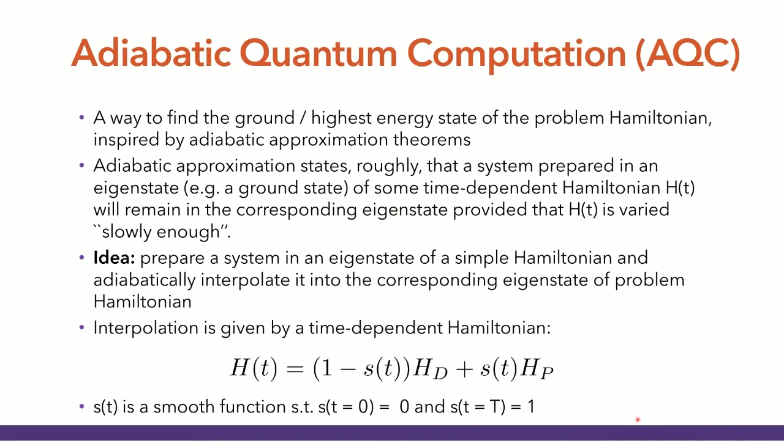So if you start in the ground state, you will always remain in the ground state, meaning that if you evolve your system into the problem Hamiltonian, then your final system will be in the ground state of the problem Hamiltonian. And you can read out the solution by simply measuring the system at the end of the evolution. So your state throughout the evolution is given by this Hamiltonian, where s of t is some smooth function that varies from 0 at the beginning, so you begin in your simple Hamiltonian, to 1 at the end. So in the end, you're all in the problem Hamiltonian.